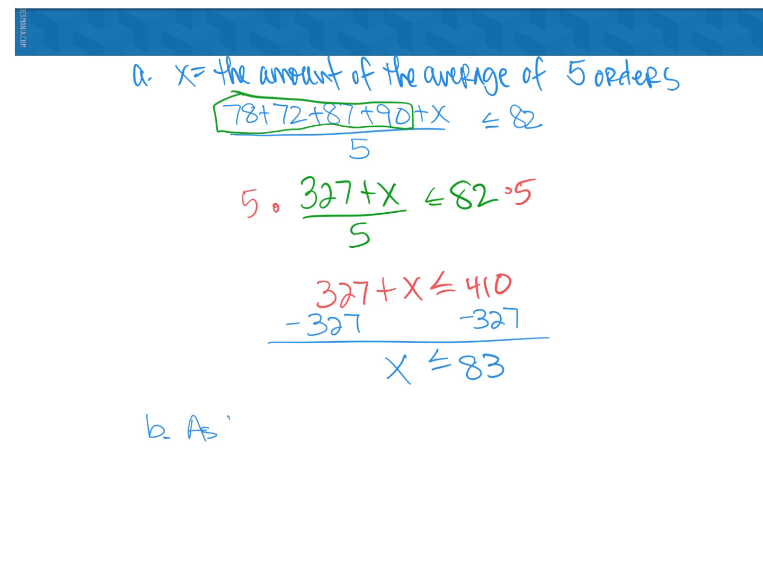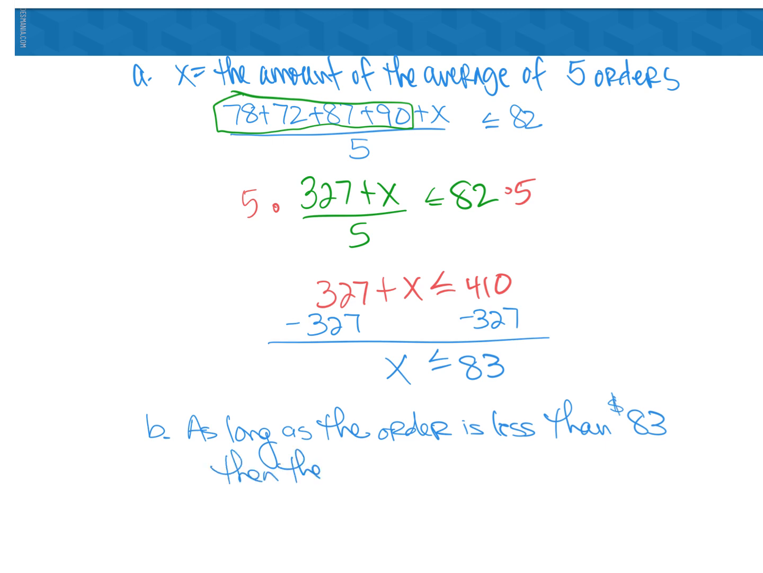As long as the order, so the 5th order, is less than $83, then the average of 5 orders will be $82.